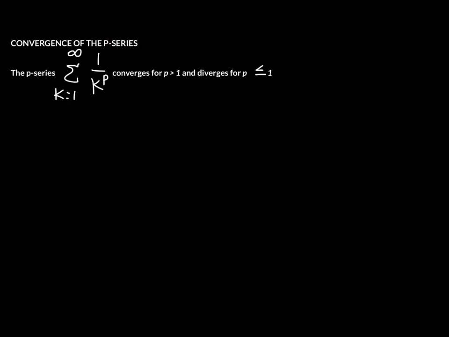Now, before we end this lesson, I want to very briefly go through the p-series, okay? We've studied p-series in earlier studies, but if you have a p-series, we know that it converges if p is strictly greater than 1, and it diverges if p is less than or equal to 1. So let's look at some examples really quick.